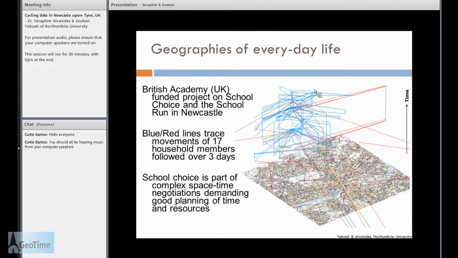But the bottom line of this research was that people have complex lives, and if you want to encourage them to be more physically active by using public transport or walking or cycling rather than relying on cars, you have to think very carefully about how people negotiate their space and time requirements.